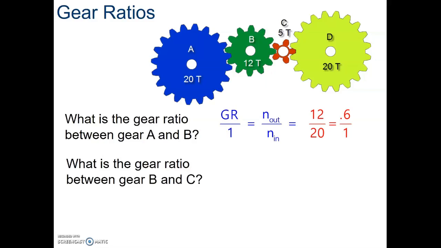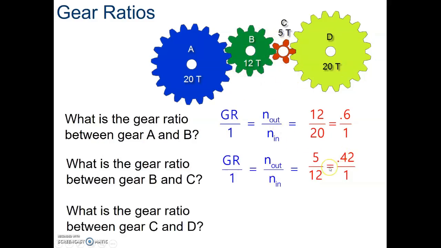Now let's do the same thing for gear B and C. So if I'm focusing on those two in particular, B is my input because that's where the force is coming from. C is my output. So I'm going to plug those values in, 5 for my out, 12 for my in, and we get a value of 0.42. Now, last but not least, let's check out C and D. Same idea. C is our input now. D is our output. And if I plug my numbers in, I get a gear ratio of 4.